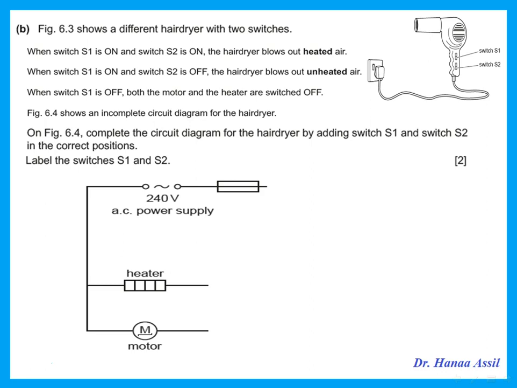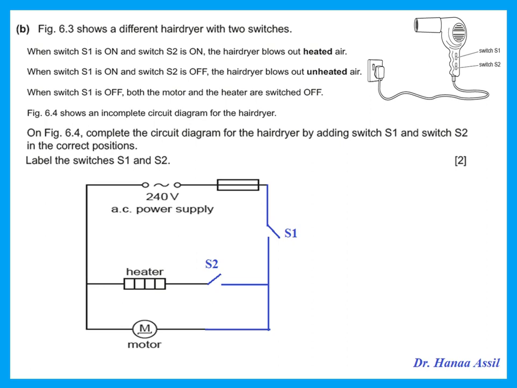So switch 1 controls both heater and motor. Switch 2 controls only the heater. Now, on the figure, complete the circuit diagram for the hair dryer by adding switch 1 and switch 2 in the correct position. So we want switch 1 to control them both, but switch 2 controls only the heater. So when you draw the diagram, it should look something like this.